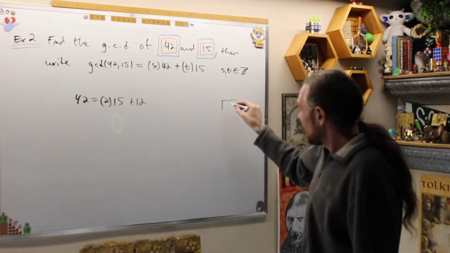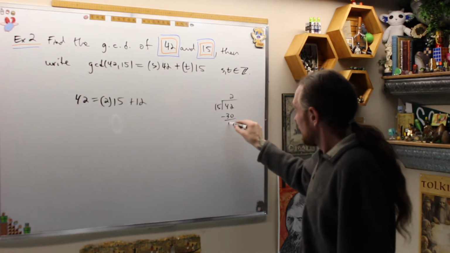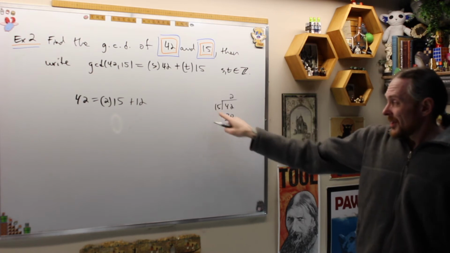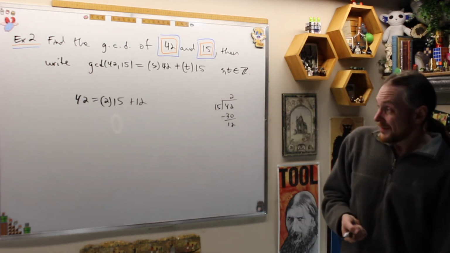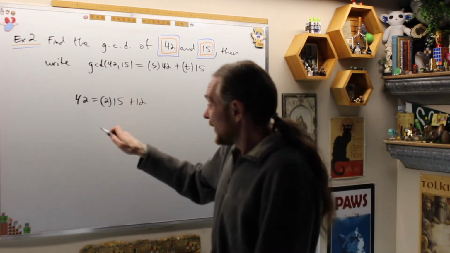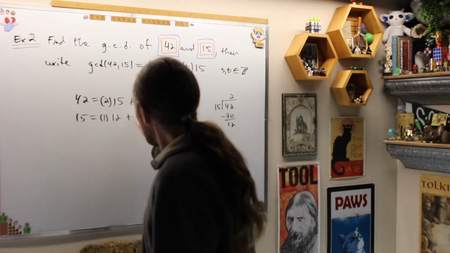Again, if you can't see it, what we're doing every time is long division. So we're going to get 30 minus 12. We stop when the number is less than the divisor. And so that gives us the first row. Then I do 12 and 15. 15 is equal to 1 group of 12 plus 3.